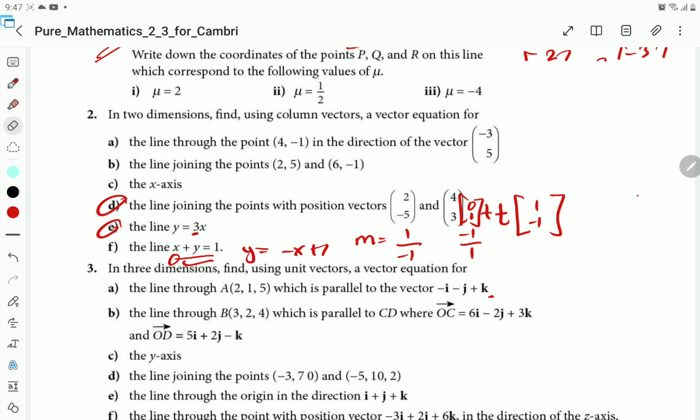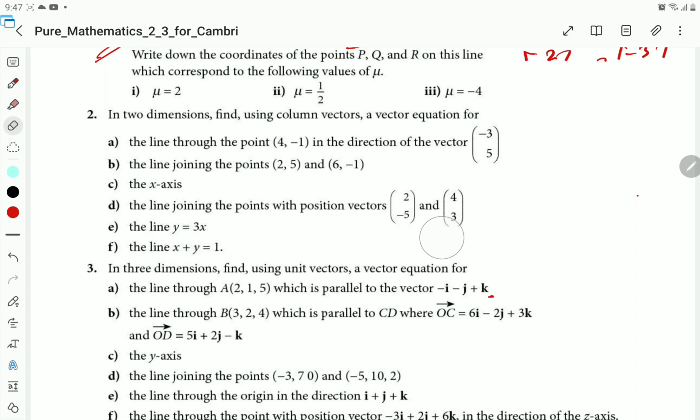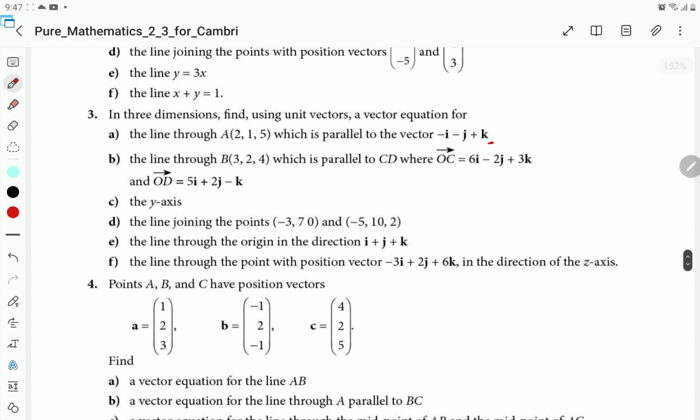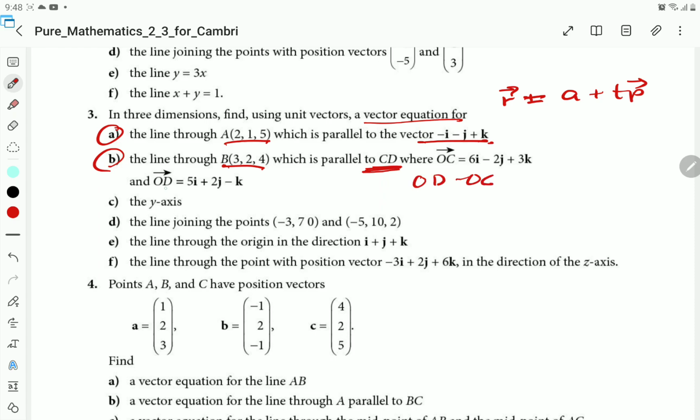Okay? You try to do it by yourself. The purpose of this video is just for you to be able to look at the thinking process. In 3 dimensions, you have the vector equation of a line. Again, similarly, r is equal to a plus t times some vector p. So this is so easy because there is a point, there is a direction. This is a little bit easy because there is a point parallel to CD. So you need to find CD, and that is equal to OD minus OC. So you have the OD there, you have the OC, just simply subtract.